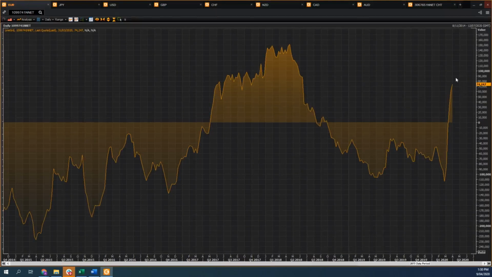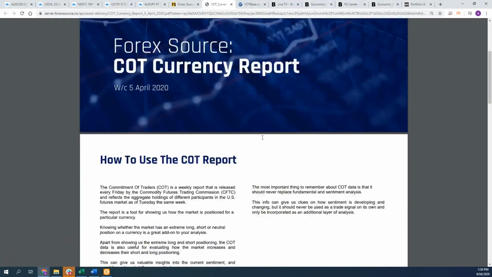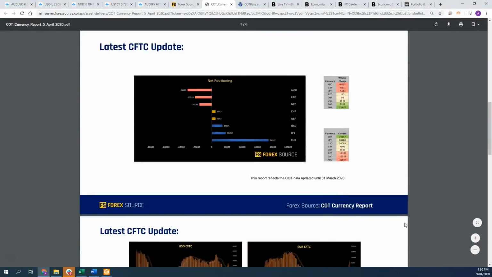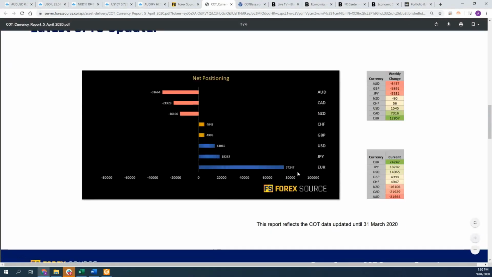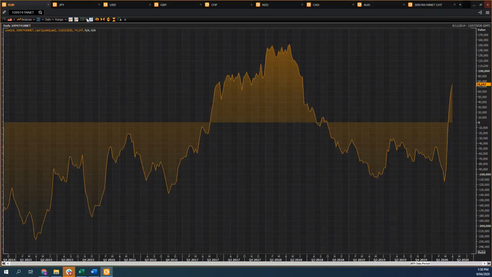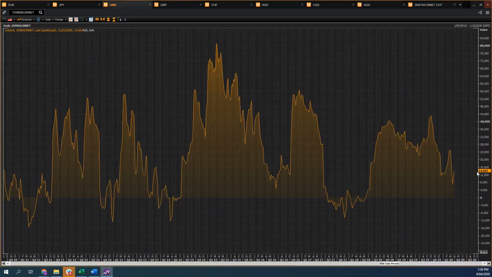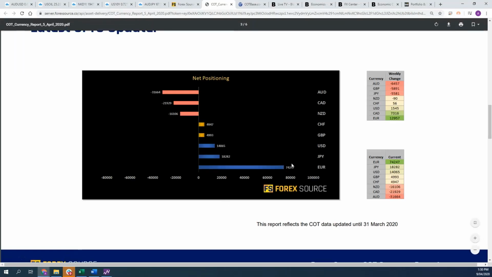Now, if we compare this current net positioning to our report, we can see the Euro on this non-commercial net positioning is currently sitting on 74,247. And if we compare that with our report for this week, we can see the Euro is also sitting on 74,247. Let's take another example. Let's take the US dollar, currently sitting at 14,000 net long position. Then we can take a quick look at our report again and see the dollar sitting at 14,065 net long position. The weekly change we have on this one is basically just the difference in contracts between this week and the prior week, which is quite simple to calculate.